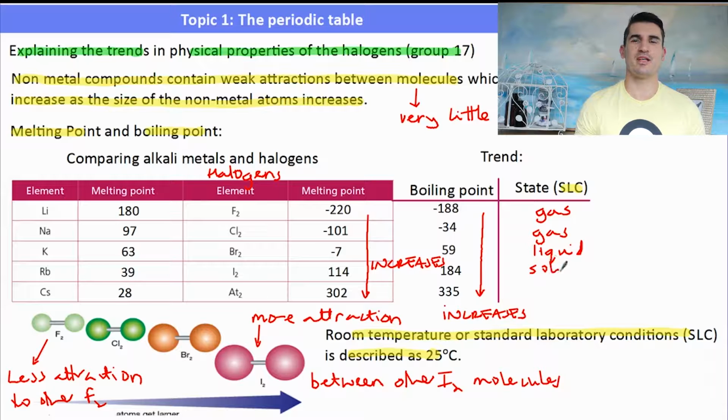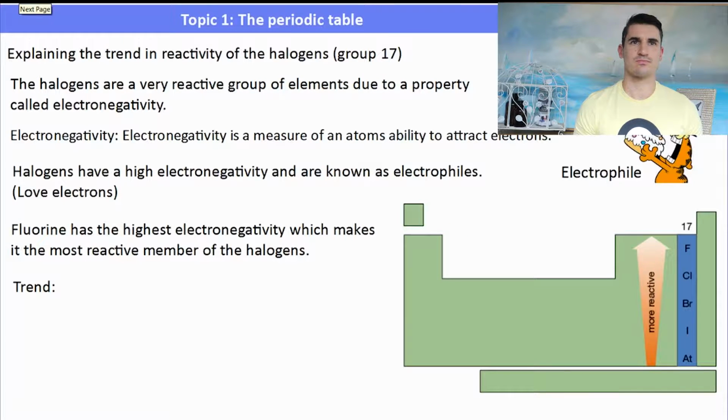Iodine and astatine, well, they both have fairly high boiling points, so they will both be solids. So one of the properties of group 17 is they turn from gases when they're very small to solids.